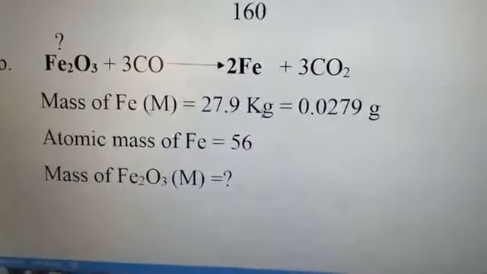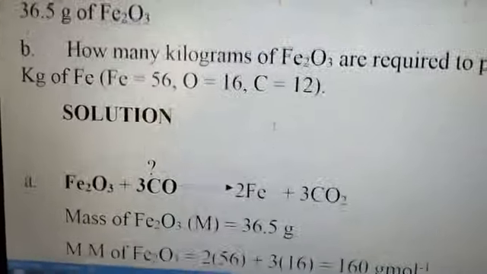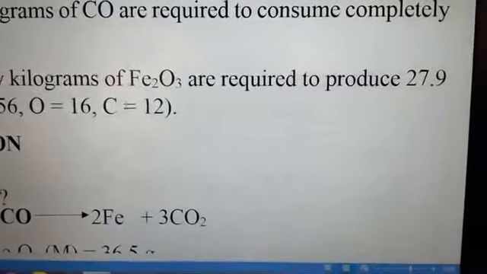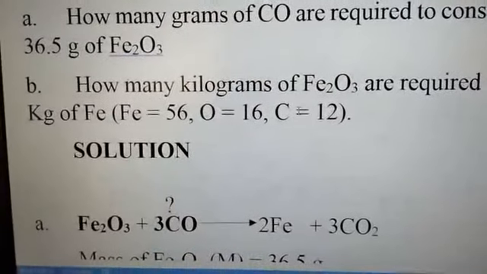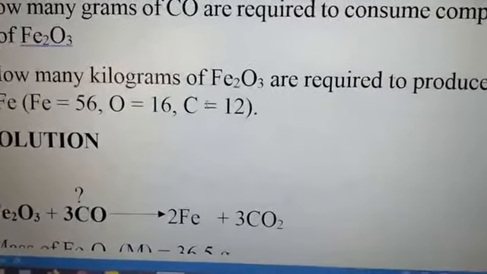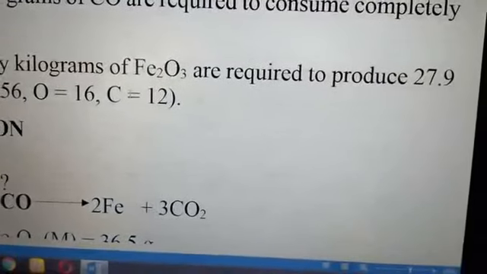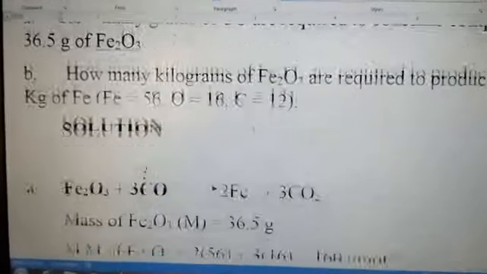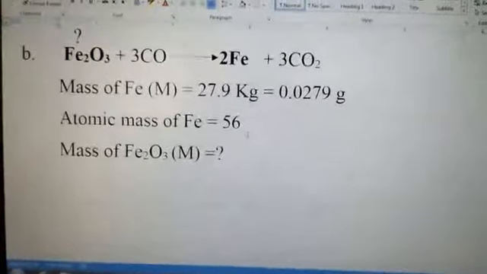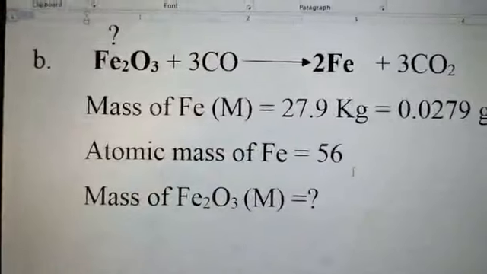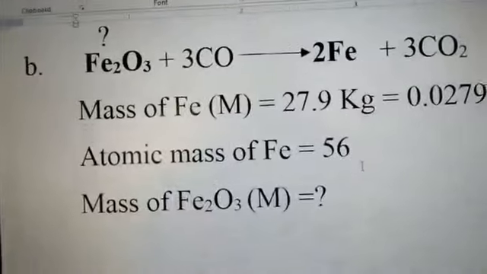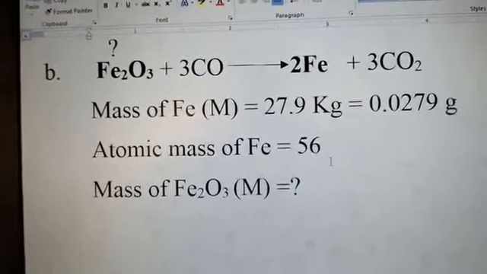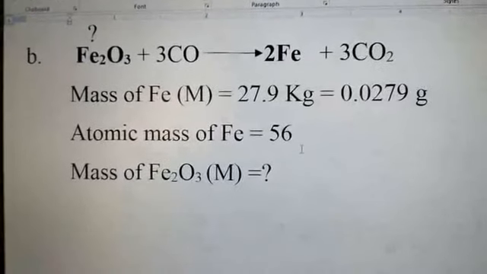Now the B question says: how many kilograms of iron III oxide are required to produce 27.9 kilograms of iron? So in the B question, we're looking for the mass of iron III oxide. We have the equation again. You see the question mark is now on iron III oxide, Fe2O3, because it is what we're looking for. That is why it was made bold with the question mark on it.